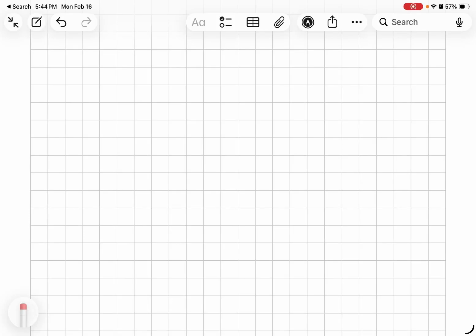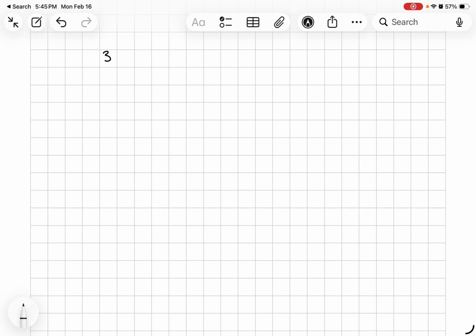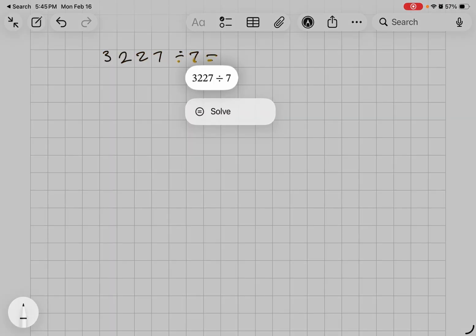Everyone, today we're going to be learning about long division. Long division is a strategy for division with larger numbers. So, for example, if we have the number, let's say, 3,227, divided by 7. At the end of this, we'll figure that number out.